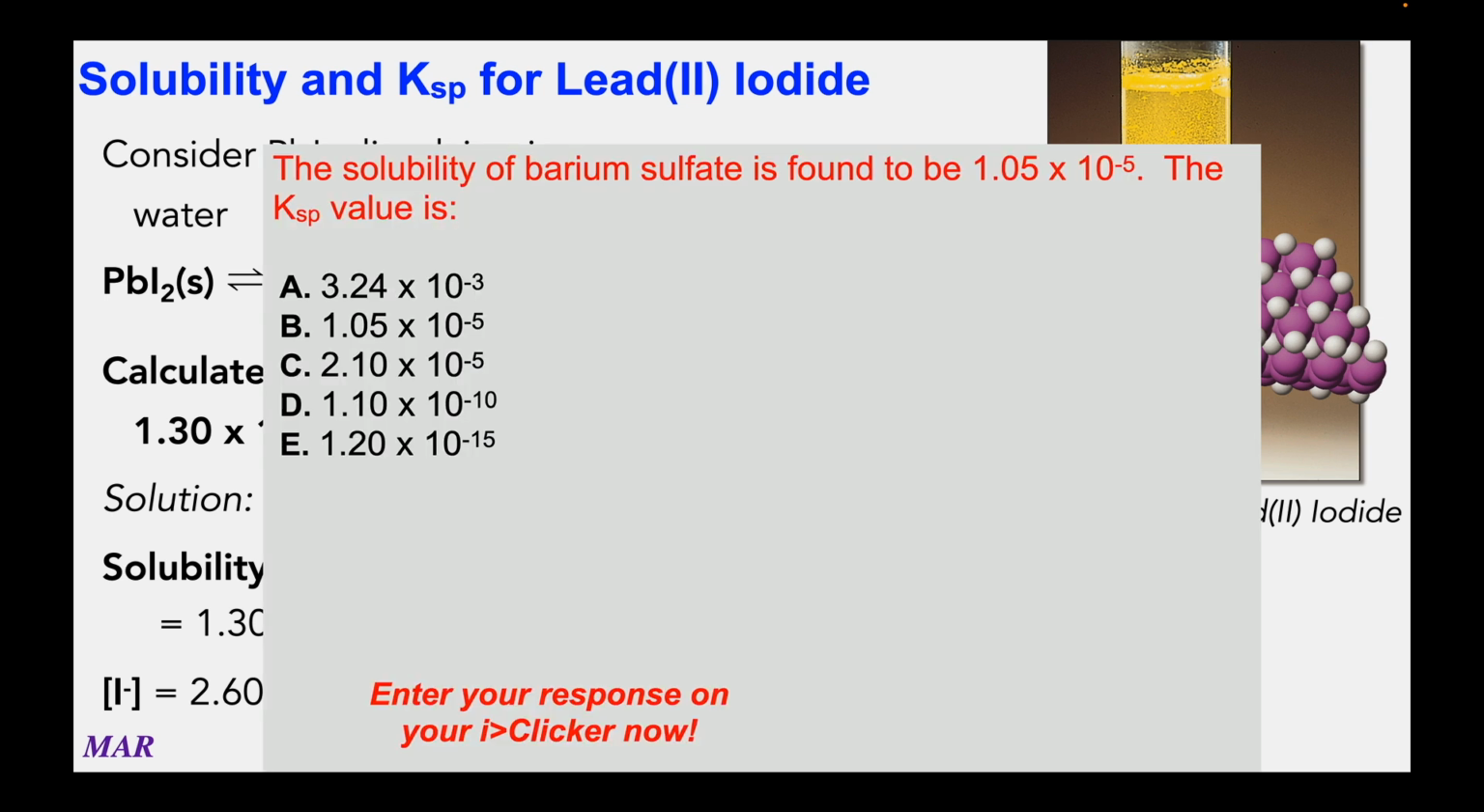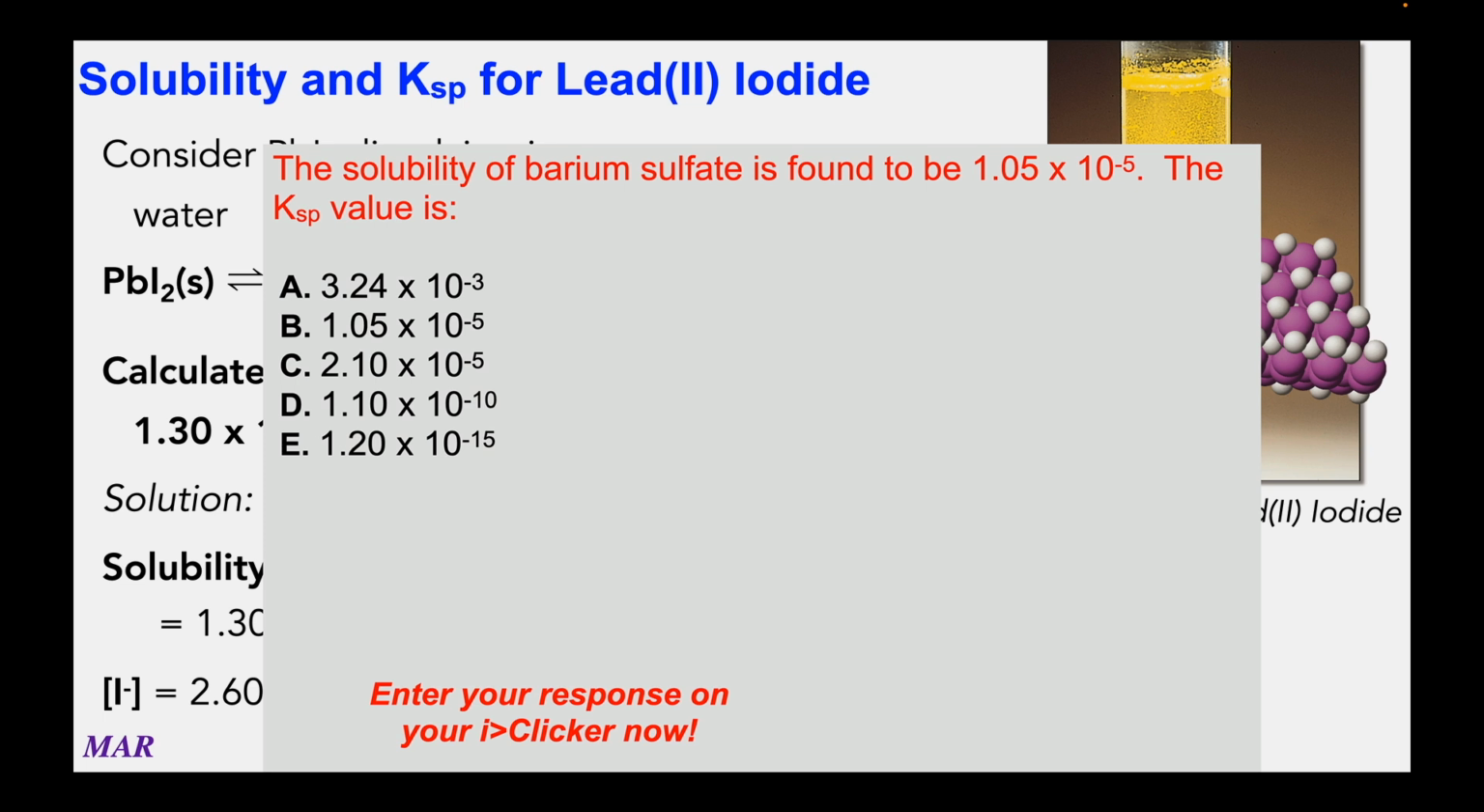So in this question, the solubility of barium sulfate is found to be 1.05 times 10 to the minus 5. What's the Ksp value? Okay, so first we need to figure out what the Ksp expression is going to look like. Now, barium sulfate is BaSO4, and it is quite insoluble. However, like all insoluble things, it is soluble to a certain extent. So the equilibrium would have BaSO4 on the reactant side, and on the product side, you'd have barium 2+ ions and sulfate ions, SO4 2 minus.